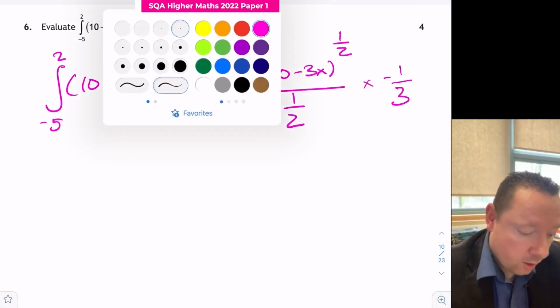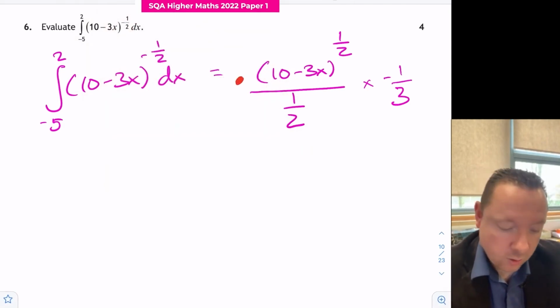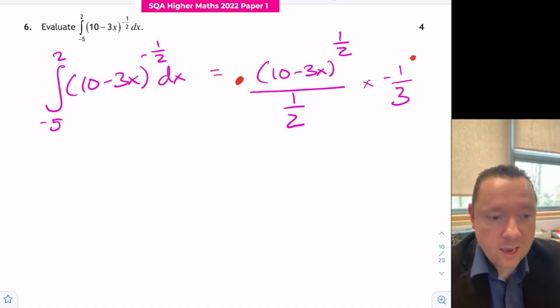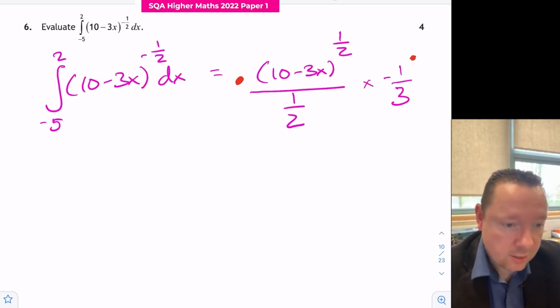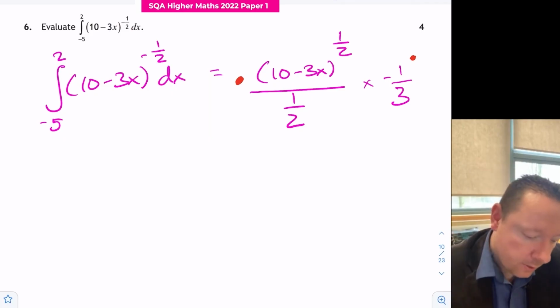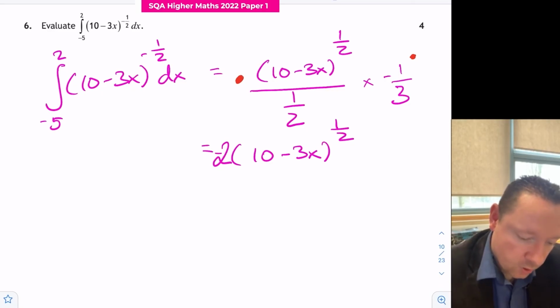You get your first mark for just starting to do that, and you get your second mark for showing anywhere that you are going to be dividing by minus 3 or timesing by minus a third. So there's your first 2 marks there. And then we need to process our limits. So let's tidy this up a little bit before we get to that. So we get 10 minus 3x to the power of a half. Dividing by a half is the same as timesing by 2. We've got a minus because of the timesing by minus a third, divided by 3.